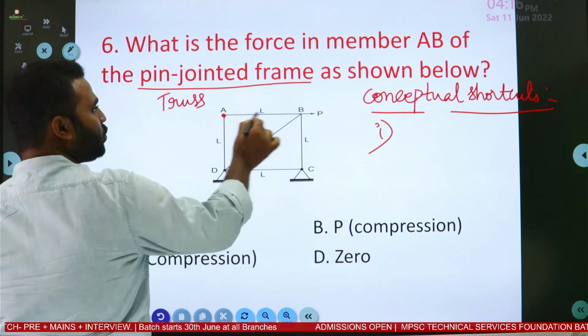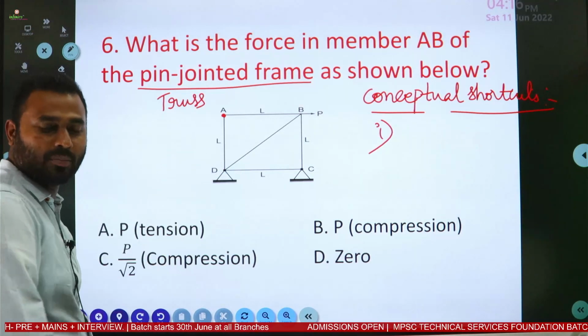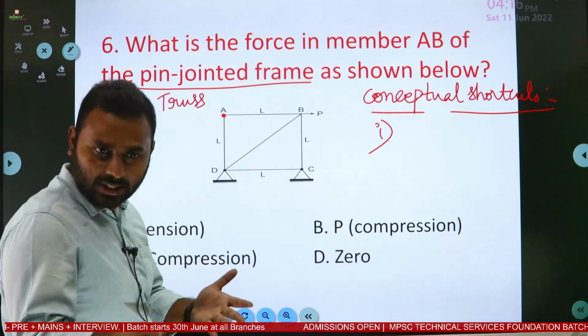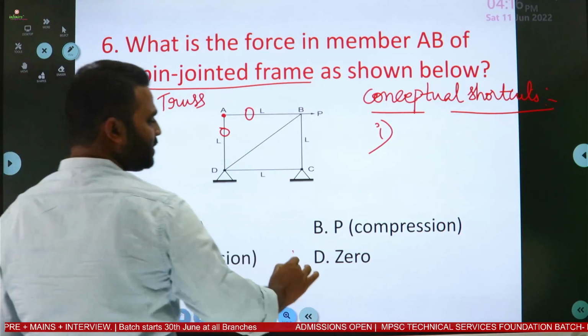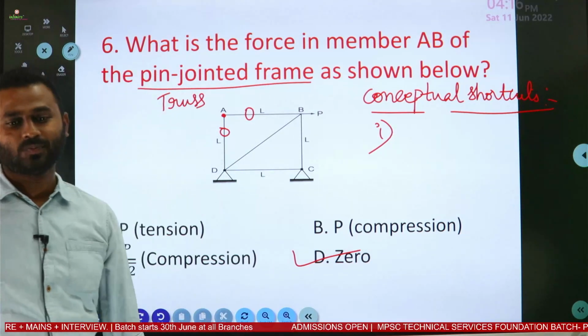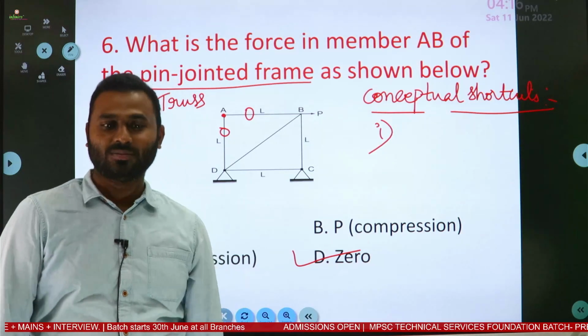So at this joint, two non-collinear members, AB and AD, are meeting, and no load is acting. Therefore, force in the two members is 0. Now force in AB is 0. Straight away we can answer this question. Answer is 0. That's it.